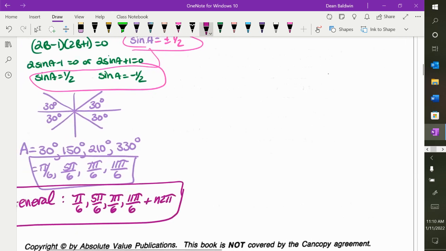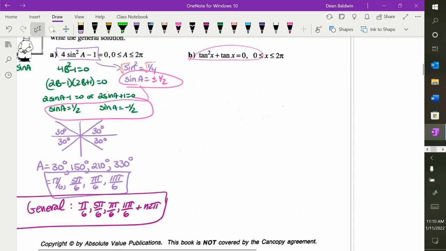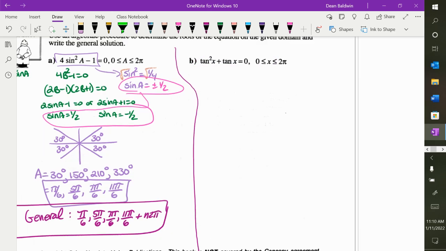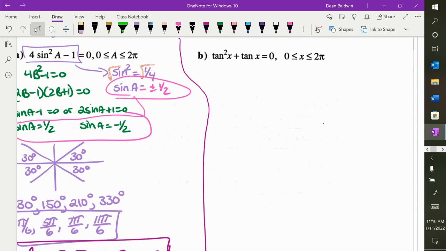Okay, let's do a tan one. Tan squared x plus tan x equals 0. What am I going to do here? Okay, you can substitute. I'm not going to actually substitute on this one. If you want to, you can. But how do I factor that? Factor out a tan. It's the only thing you can do. You've got two terms. So I'm just taking out a common factor of tan of x.